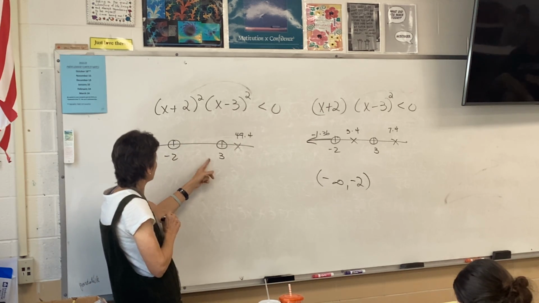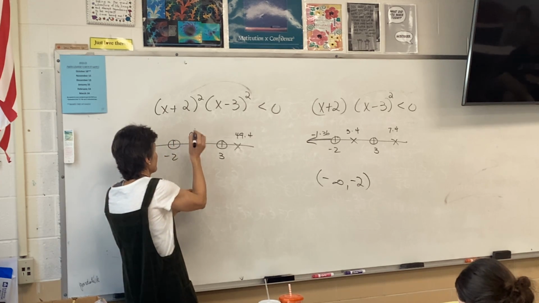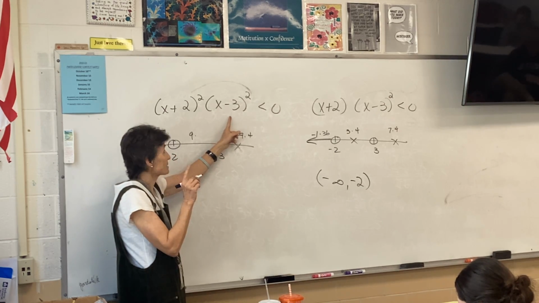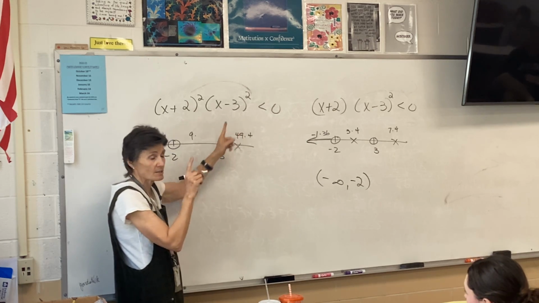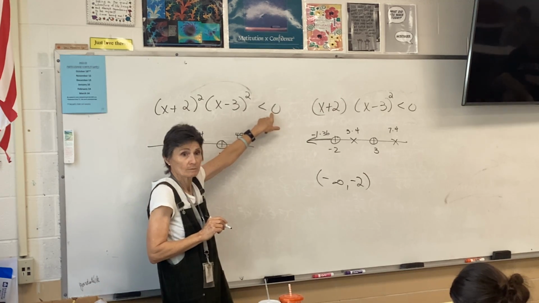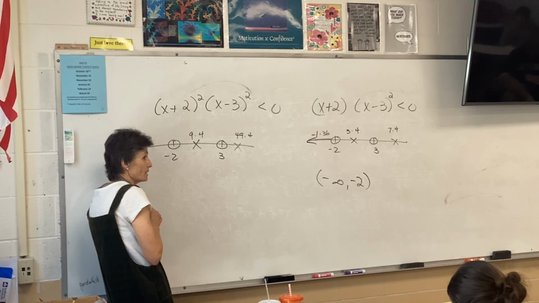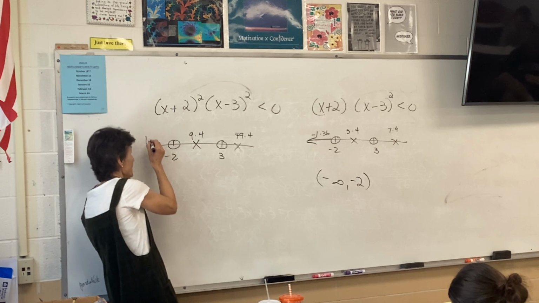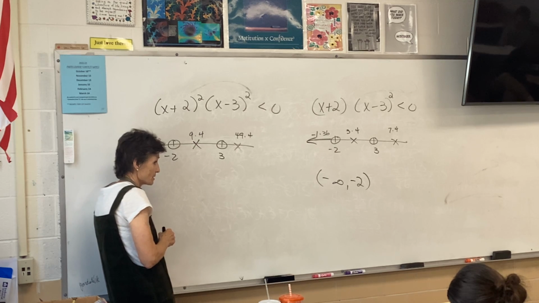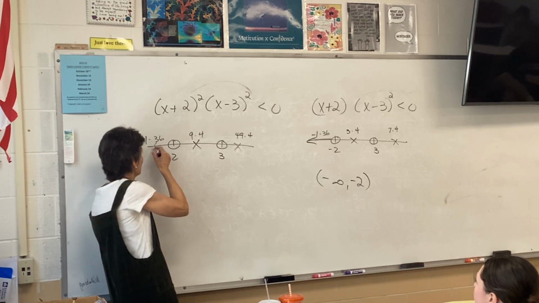What would we pick before, 1? Yeah. So 1 plus 2 squared is 9. Be careful here. 1 minus 3 is negative 2, but you're squaring it, so it's 4. 9 times 4 is not less than 0. Alright, negative 3 plus 2 is negative 1. Squared is 1. Negative 3 minus 3 squared is, wait, is that less than 0? None of them work.